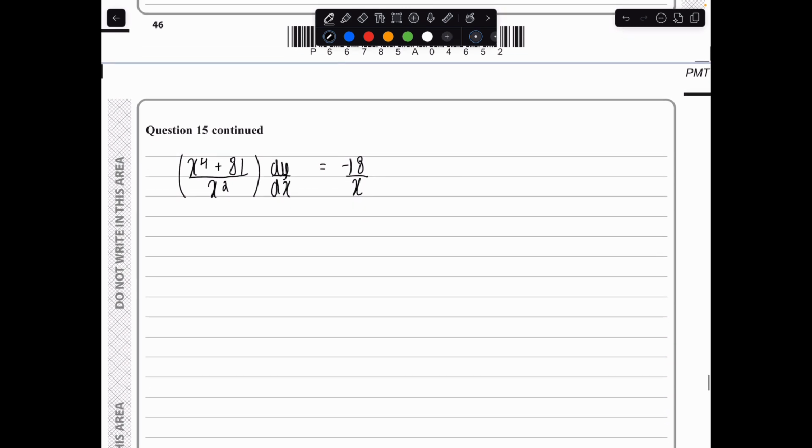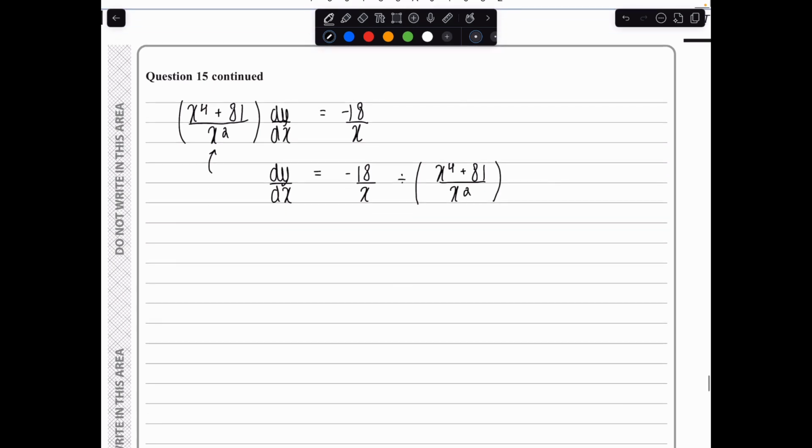From here, the last step to get our derivative is to just divide both sides by this expression here. So dy by dx is equal to negative 18 over x divided by x to the 4 plus 81 over x squared. Now from here, simple fraction division. So we have negative 18 over x. Now we can write it as multiplied by x squared over x to the 4 plus 81. And that is equal to negative 18x squared over x bracket x to the 4 plus 81.